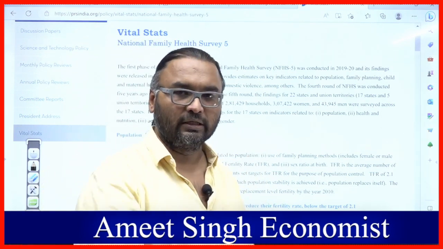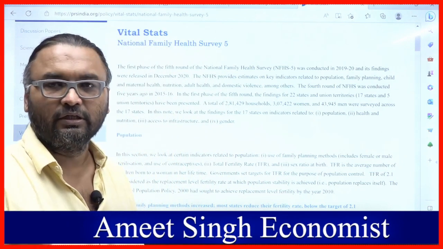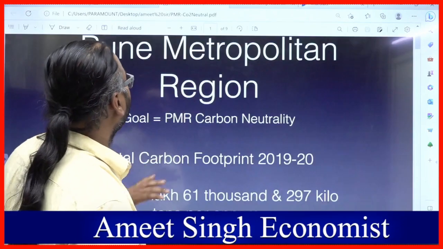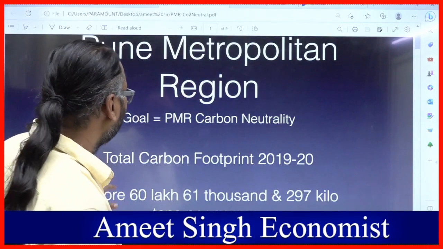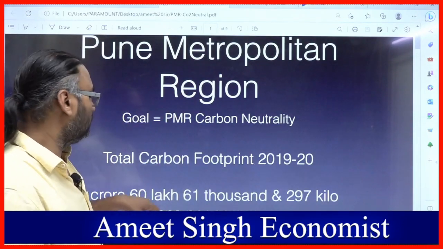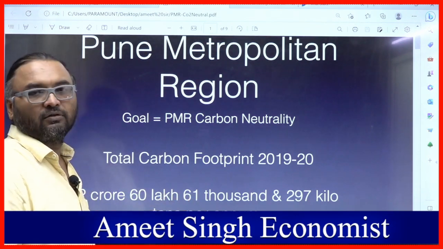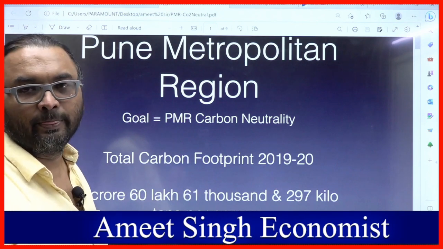So I'll give you a case study with the economic data for you to understand where I'm coming from. So let's look at a case study of a city called Pune. And in Pune, we produce 2 crore 60 lakh 61,297 kilotons of CO2 of emissions per annum.